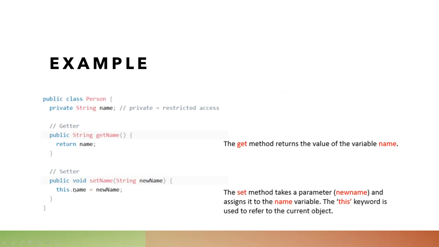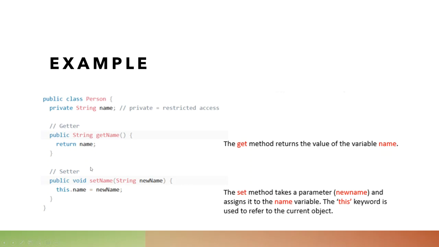So it is setting this one with the new name or the new value, and the newName will become the value of the variable name that is private. So that is how we access private or restricted data like the name variable.